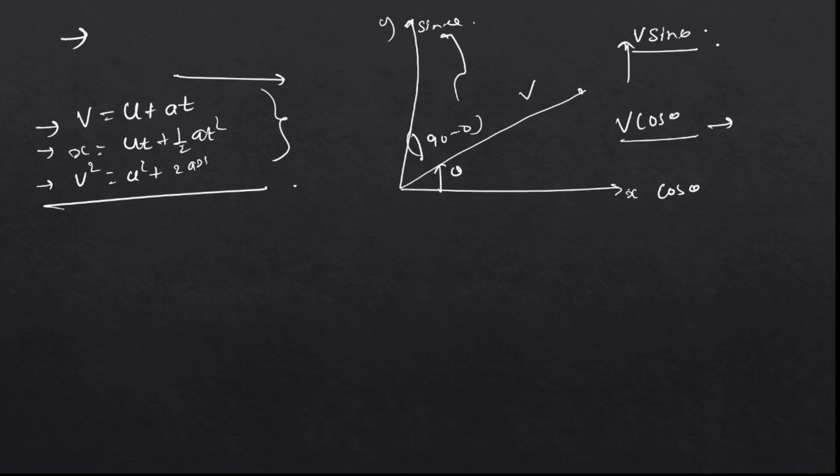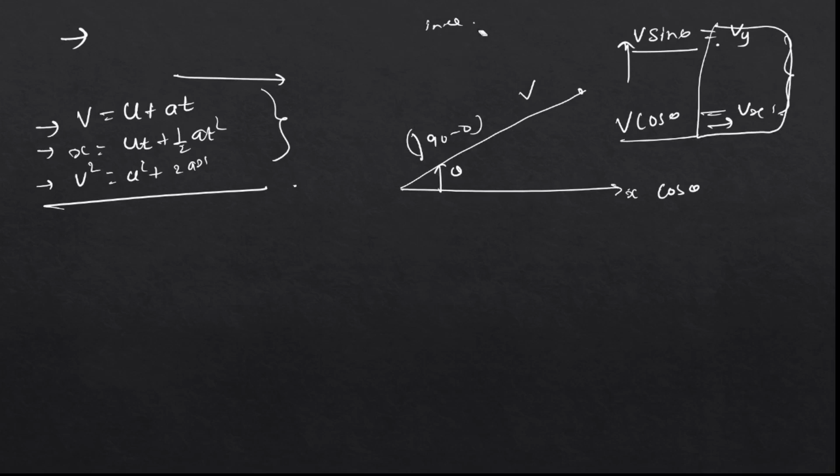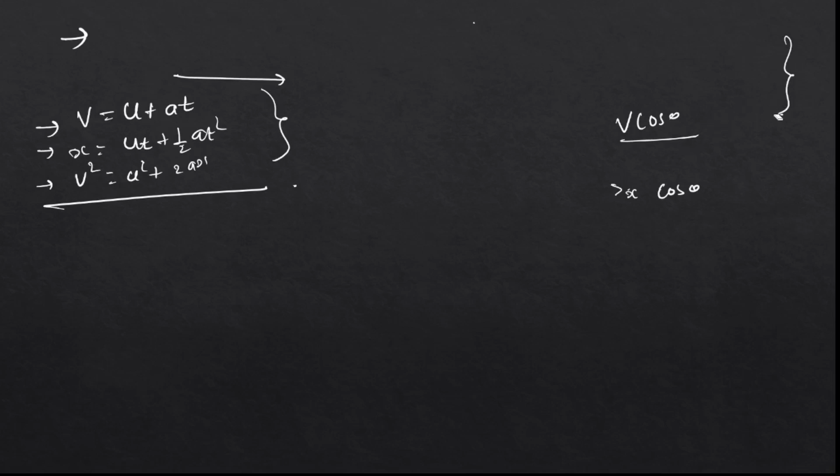So we can simply write these things as v y, the x component, and its y component. So yes, we need to write the motion along the x-axis and along the y-axis.